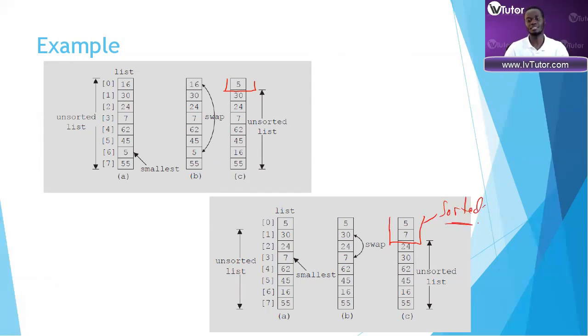So you keep doing this until you get here, because once there's only one item remaining, a collection with one item is already sorted. Okay, so you keep doing that until the unsorted list is now a size of 1, because it means everything has been sorted. So let's look at an example.